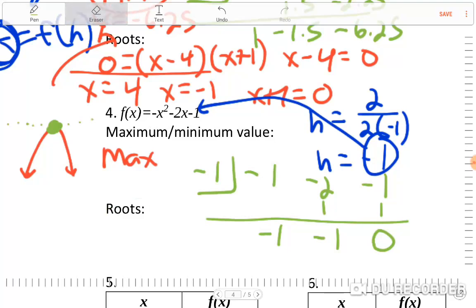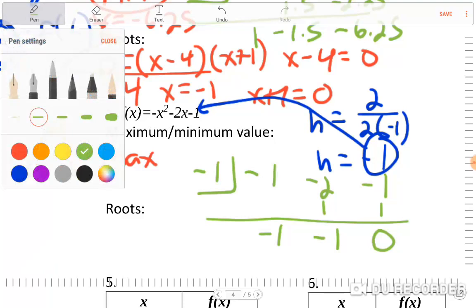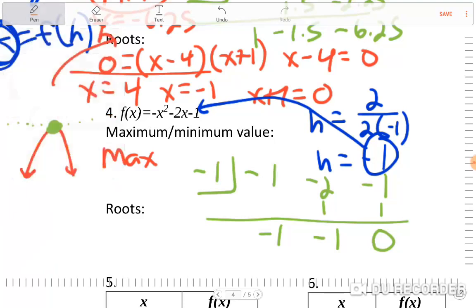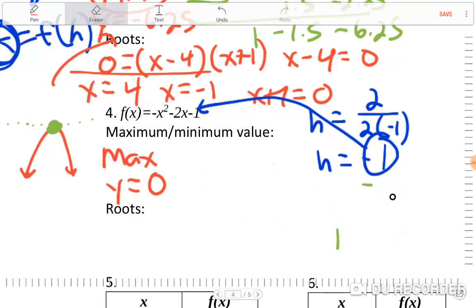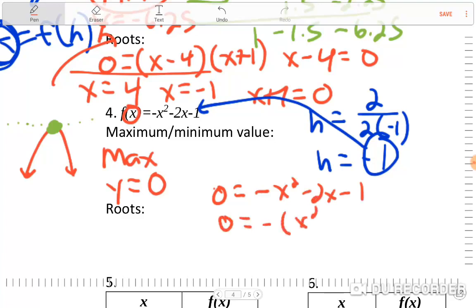But it looks like this function has a max at y equals 0. Now to find the roots, we wanted to make the function equal to 0 and solve. So, put a 0 where the y goes. So if 0 is equal to -x squared minus 2x minus 1, you can put those values into quadratic formula, or if you're going to factor, you got to get rid of the negative. So x squared, that changes this to 2x, that changes this to +1.